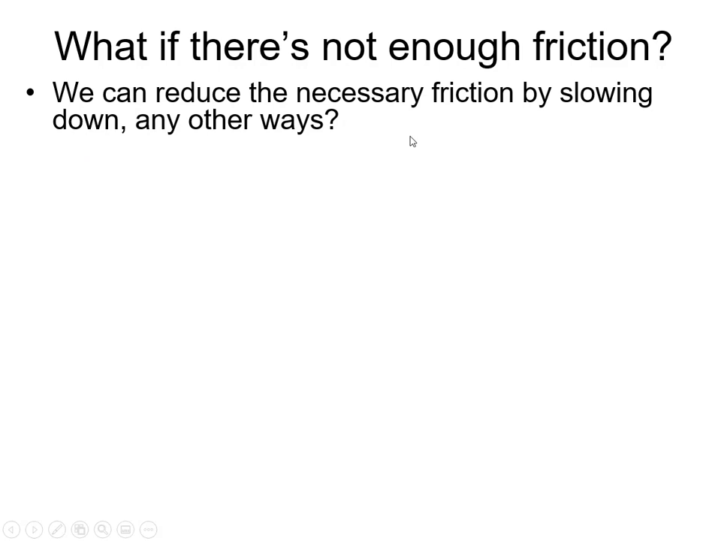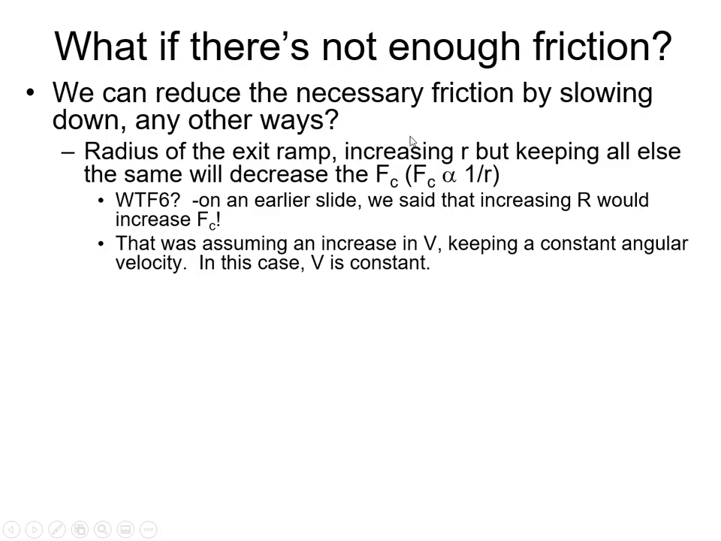What can road engineers do in order to figure out, hey, these people want to be going fast as they exit off of the interstate or as they go onto the interstate? How can we make it safe for them? Okay, so the radius of the exit ramp, and this is pretty cool stuff. Increasing the radius but keeping everything else the same will actually decrease the required centripetal force, as we said, the frictional force that is necessary.